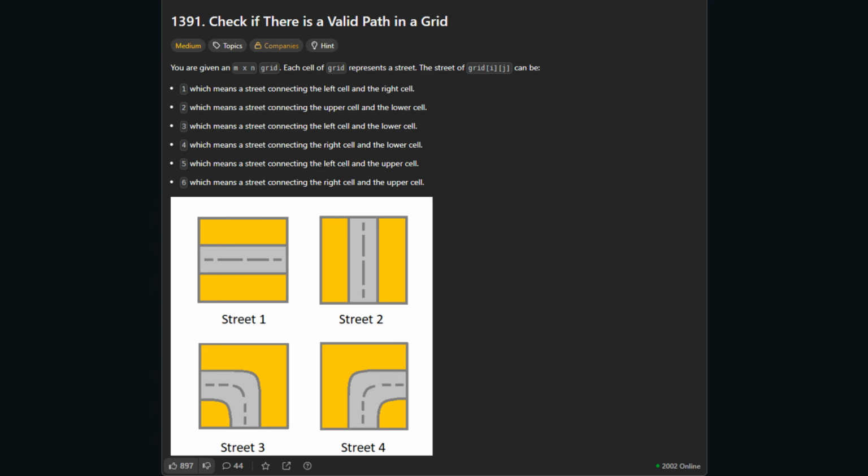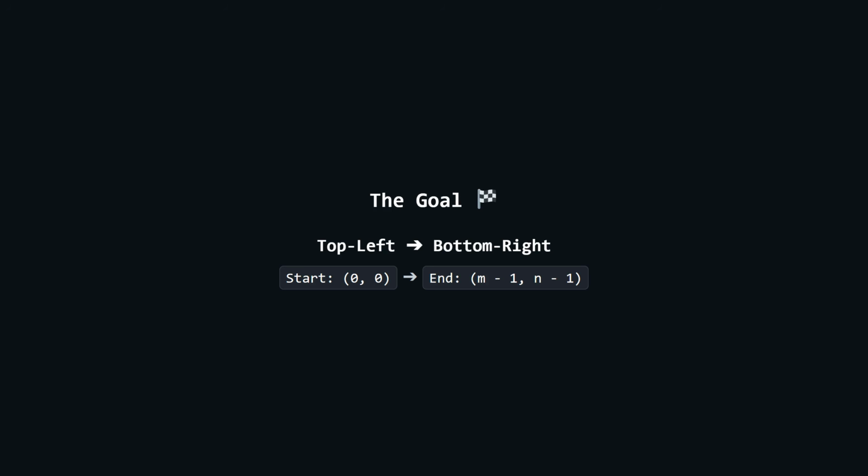Here is the problem page. It looks a bit overwhelming with all the street pictures, so let's break it down piece by piece to see what it's really asking. We are given a grid of cells. Our goal is simple. We need to figure out if there is a valid path starting from the very top left corner of the grid, all the way to the bottom right corner.